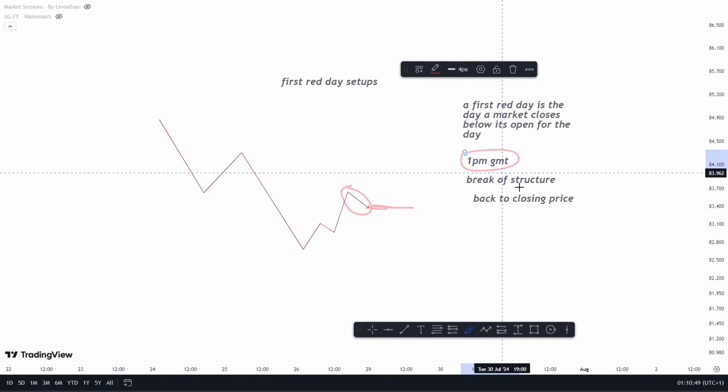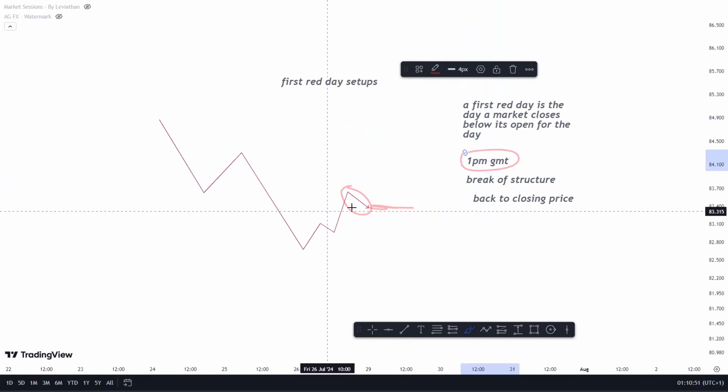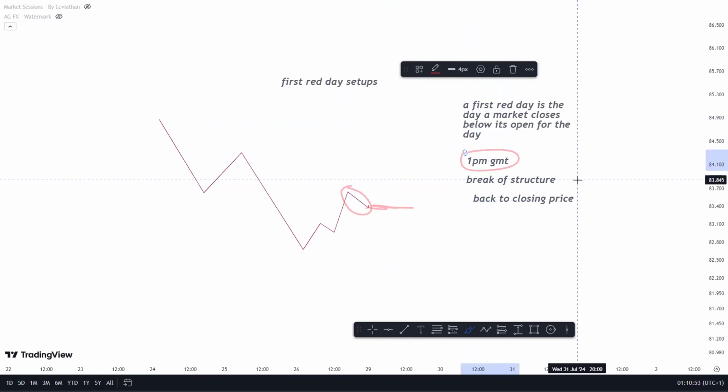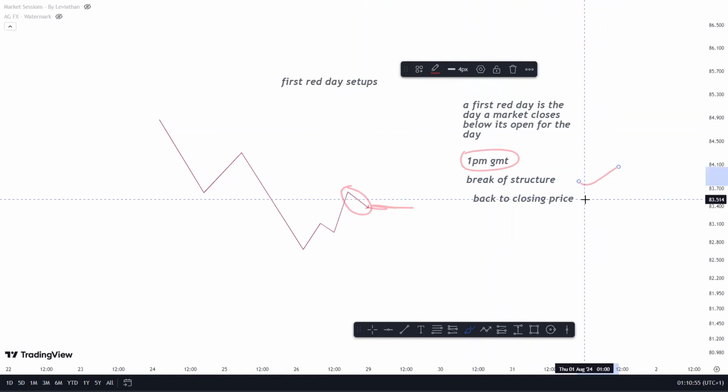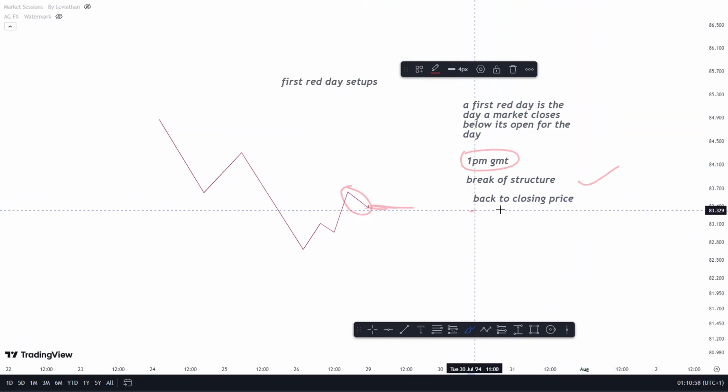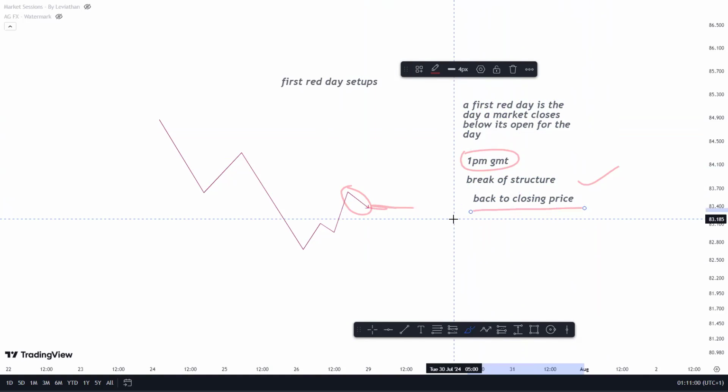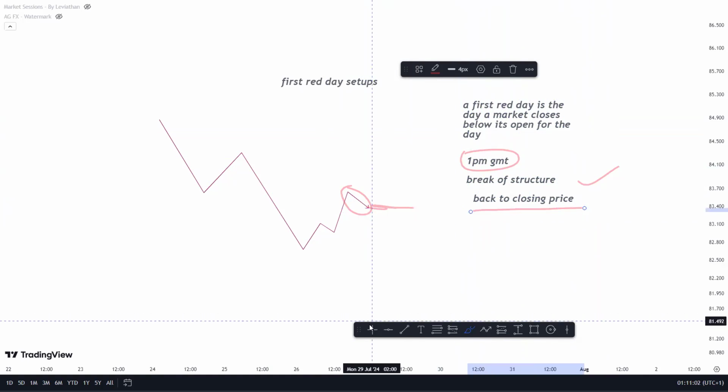So anyway, let's go back to what I'm trying to say. You've identified the first red day, you got your break of structure, and you expect price to pull back to the closing price. That closing price is like a magnet. It acts like a magnet. That's what you want to do.